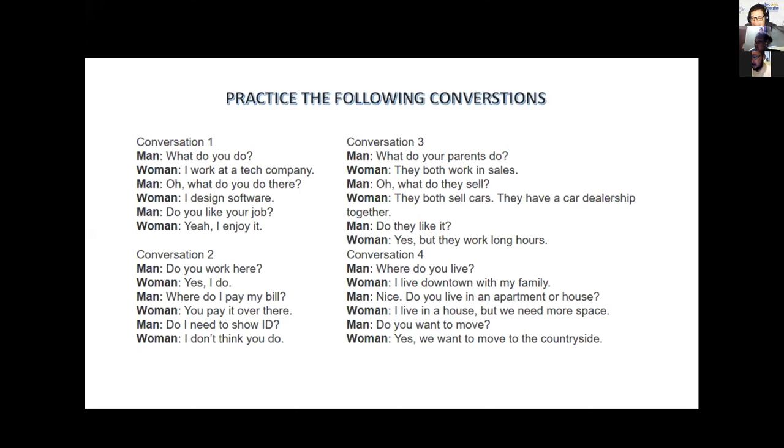Okay, so what we have to do is we're gonna take a short time to practice this conversation. Tenemos la conversación uno. El objetivo es que practiquen un poquito the conversation.